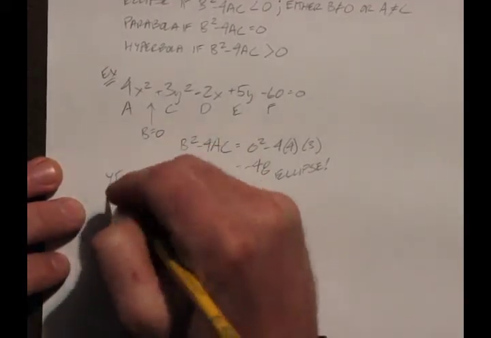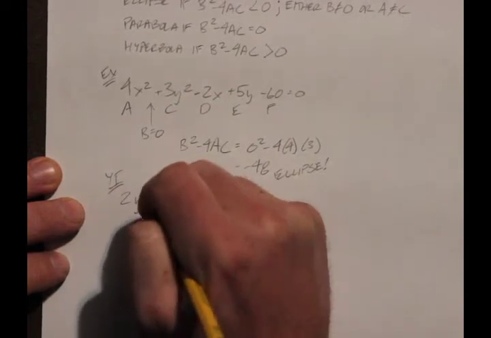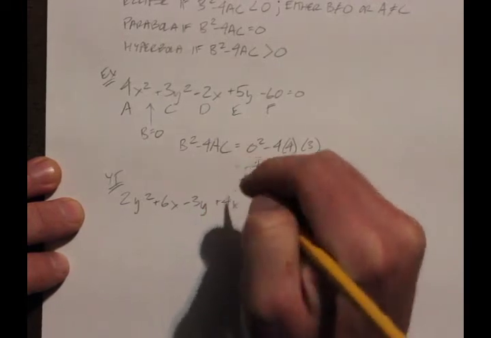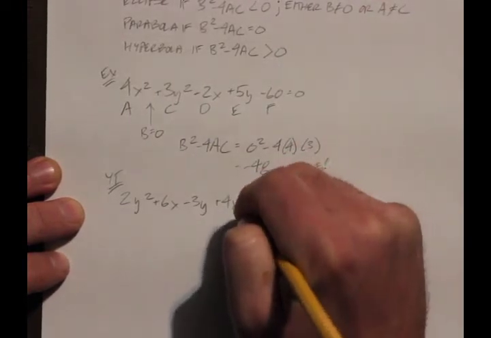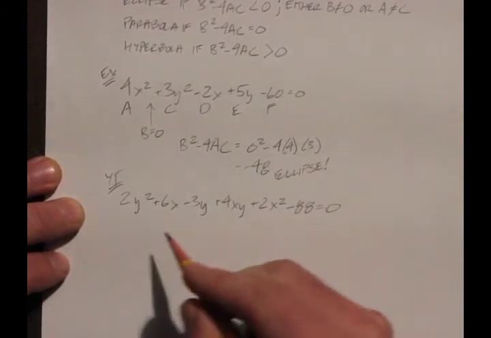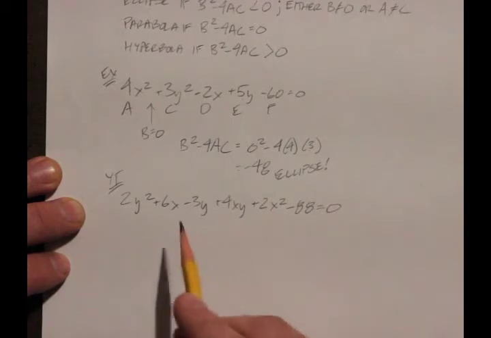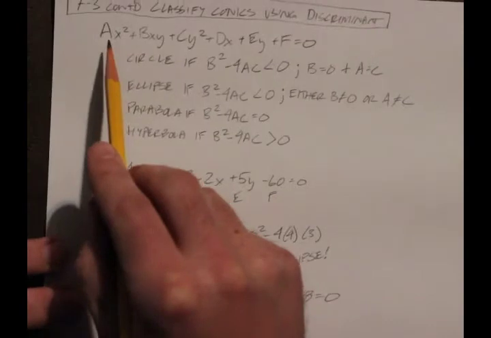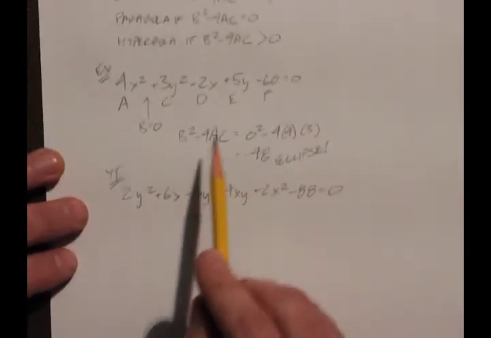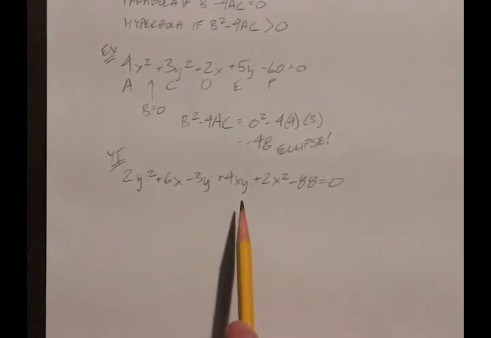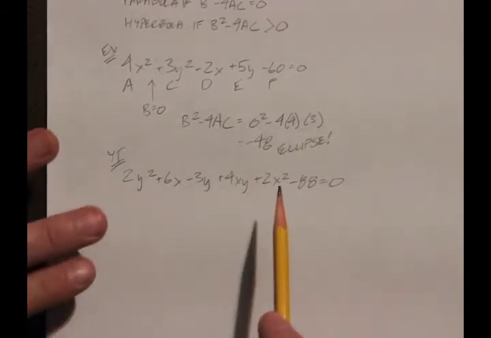So, let's try it. U-try. 2y squared plus 6x minus 3y plus 4xy plus 2x squared minus 88 equals 0. Now before you pause this, make sure that you put this whole thing in order. So look at this form up here. Make sure you get this all in order before you decide what is A, what is B, what is C. Okay? Now pause. Do the U-try.